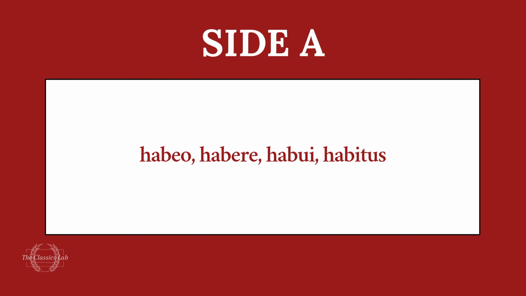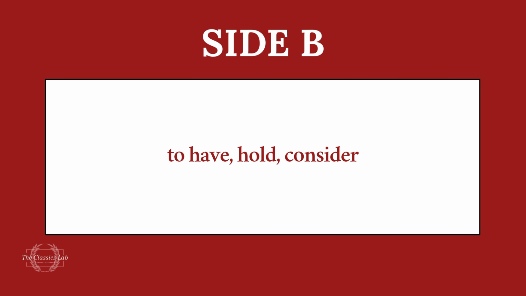Here's just another example of a verb from a different conjugation family: habeo, habere, habui, habitus. In the English side, to have, hold, consider.